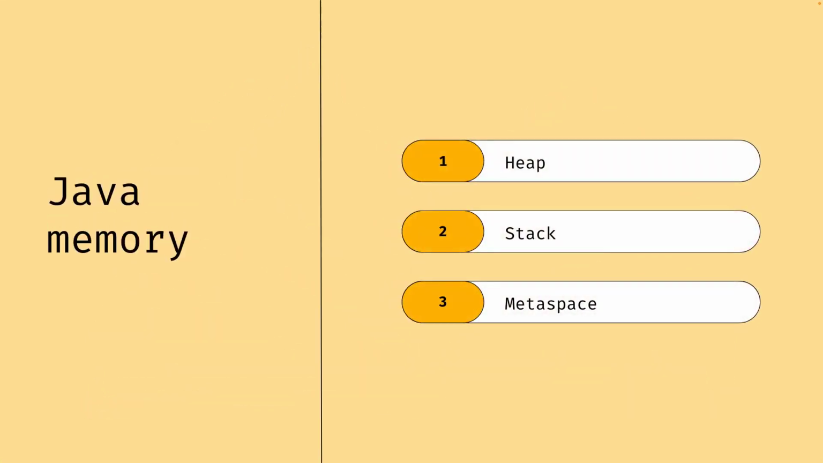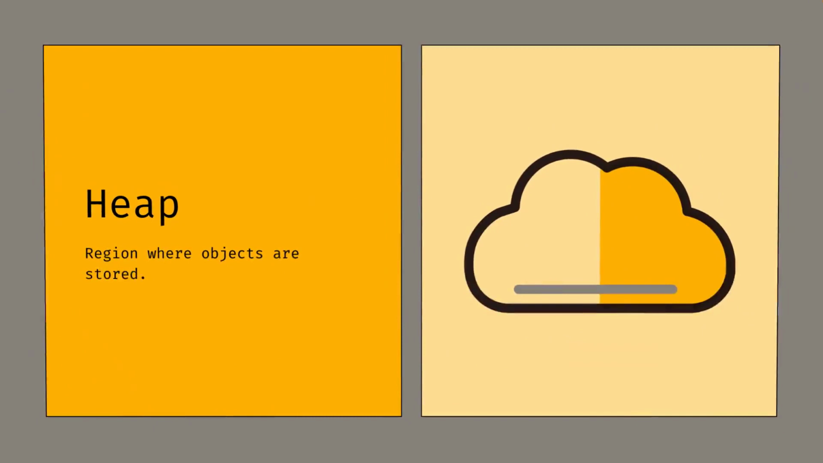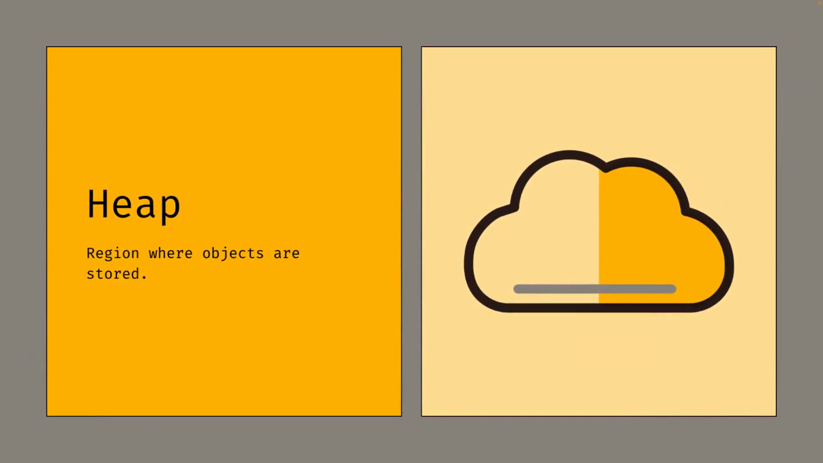Let's talk about the different parts of the memory in the Java runtime environment. And these include the heap, the stack, and the meta space, also called the method area. The heap is the memory region where objects are allocated. It's divided into sub-areas depending on how long objects live on the heap.